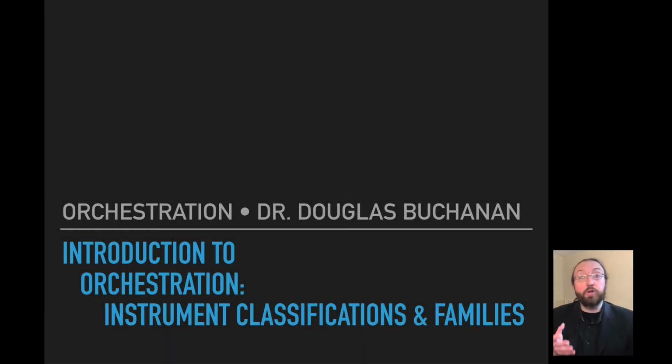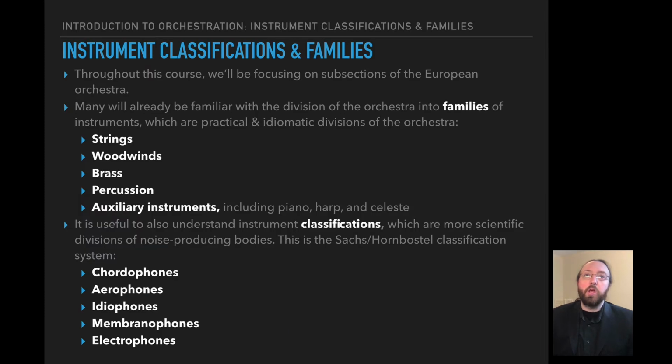In this presentation, we'll be discussing instrument classifications and families. Throughout this course, we'll be referring to subsections of the European orchestra in order to focus our study. Many of us might already be familiar with the typical divisions of the orchestra into families or sections of instruments, which are practical and idiomatic divisions of the orchestra. This includes dividing it down into strings, woodwinds, brass, percussion, and other auxiliary instruments, including the piano, harp, and celeste.